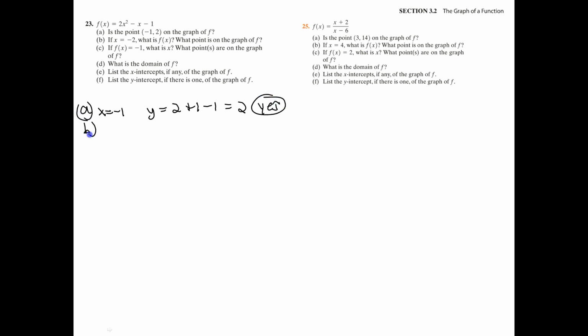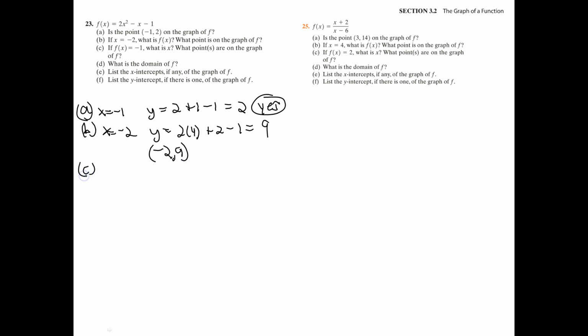Letter B. If x is negative 2, what's y? Y will be 2 times 4 plus 2 minus 1, which is 9. What point is on the graph of the function? The point is negative 2, 9.